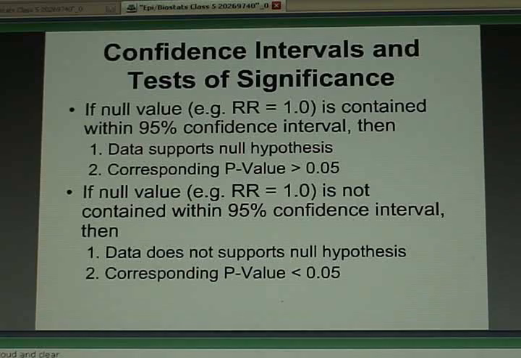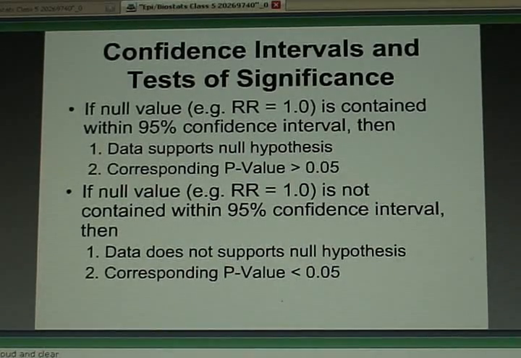So qualitatively, you can get an idea about whether a p-value is significant or non-significant just by looking to see if the confidence interval contains or doesn't contain the null value for the association measure you choose. So that's some general comments about tests of significance and confidence intervals as applied to 2x2 tables.